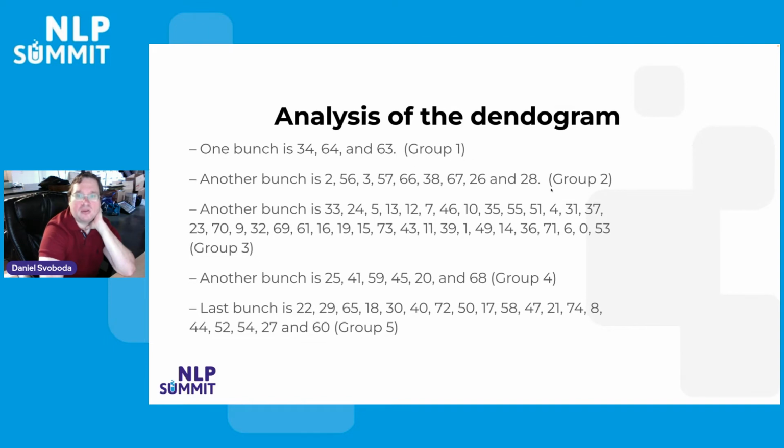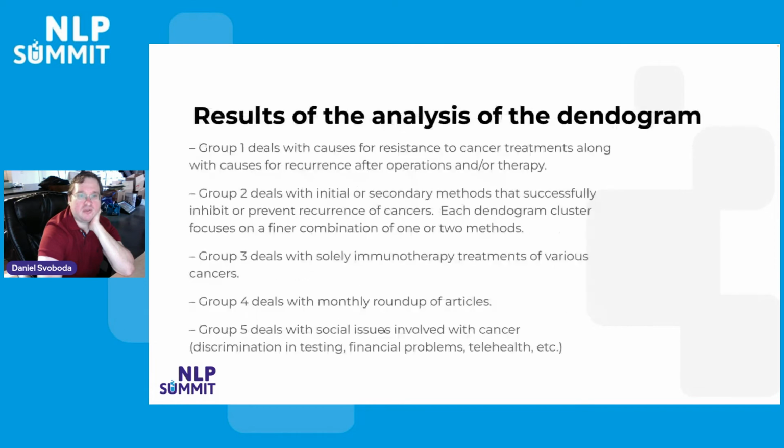I categorized another as group 2. The big one with the yellow, I categorized as group 3. We have group 4, and the last one we have is group 5. By closer analysis of these articles that were classified into these finer dendrograms, I found these results. Group 1 dealt with resistance to cancer treatments along with causes for recurrence after operations and/or therapy.